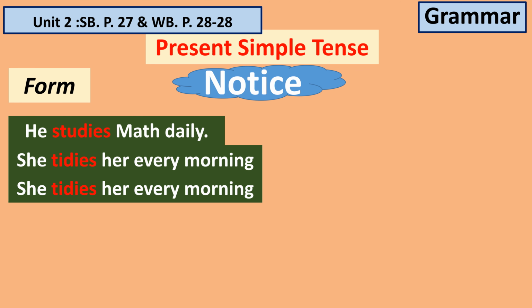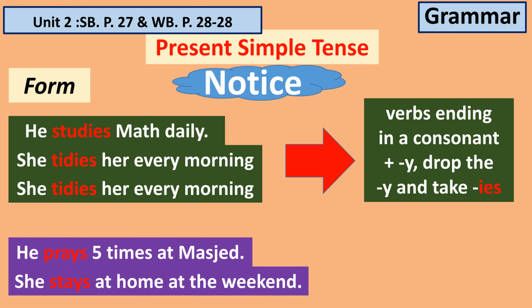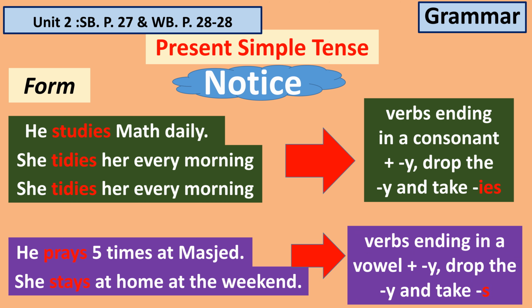He studies math daily. She tidies her hair every day. Okay, done with this one. We have here the verb ending in a consonant plus y. We drop the y and replace it with i, so it becomes ies. Okay, he prays 5 times at the masjid. He stays at home at the weekend. Notice the difference between the two examples here. Yes, we have the verb ending in a vowel plus y, we drop the y and take s. As easy as that. Pray, prays, then only we add s to the end.